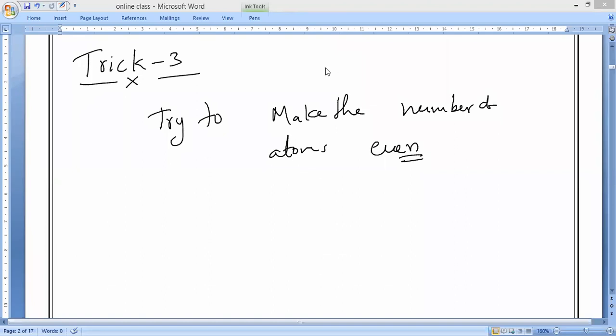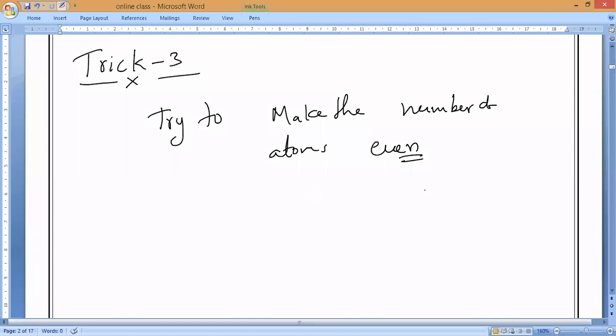I will explain you trick number 3 now. So try to make the number of atoms even. So this is what it is. Trick number 4 I have not taught yet. So now we'll proceed with the same equation by applying tricks. So all of you proceed. So again write the same equation.